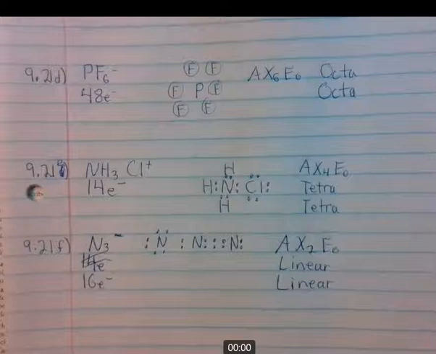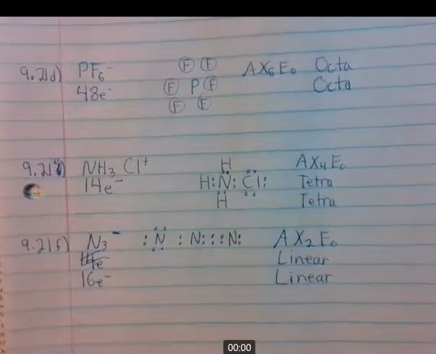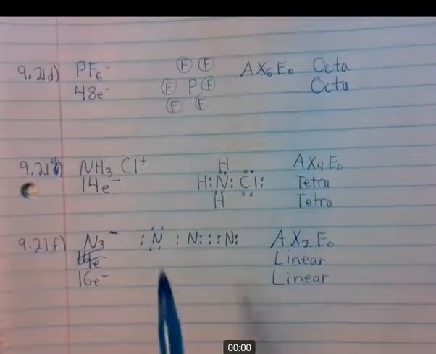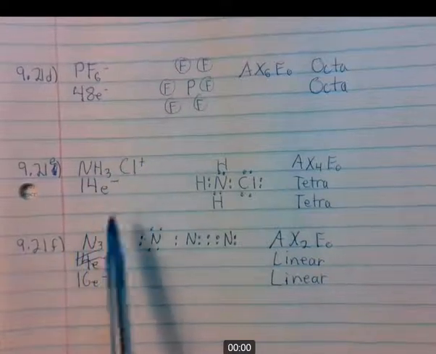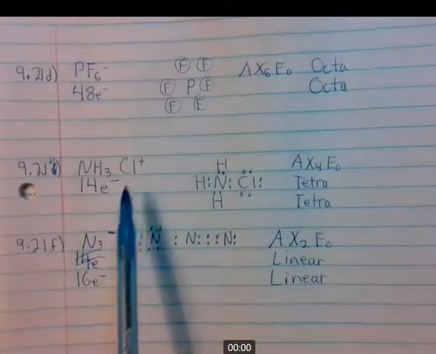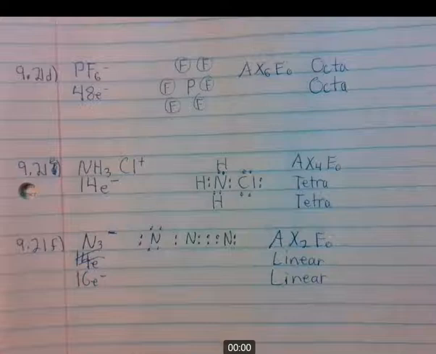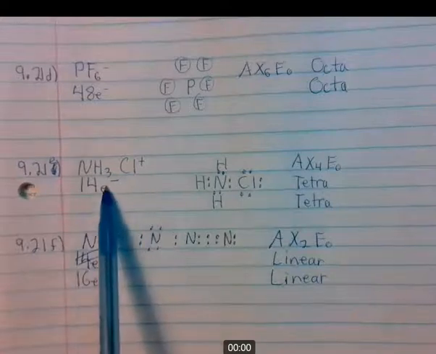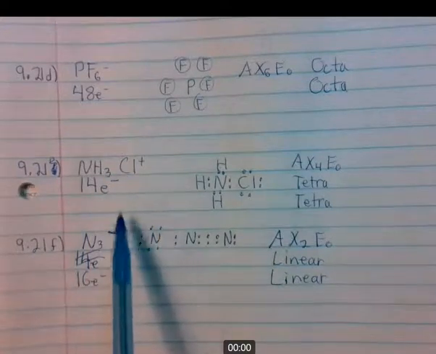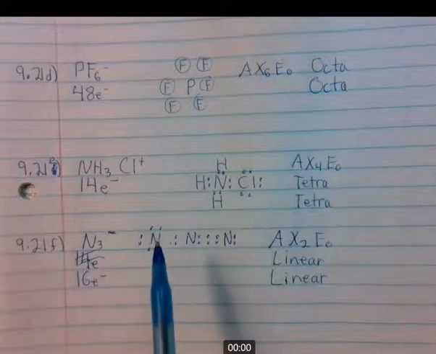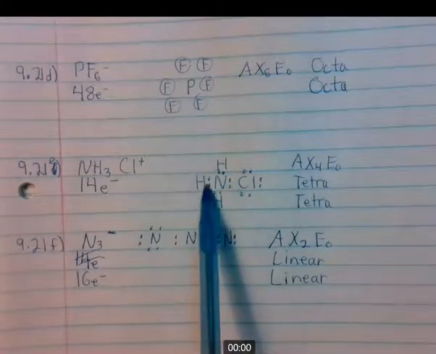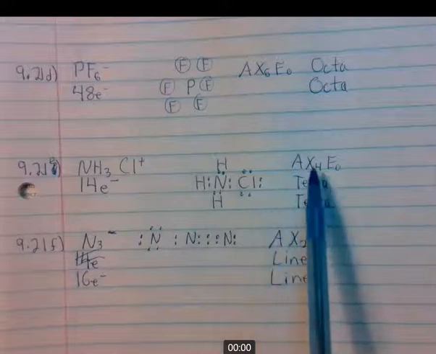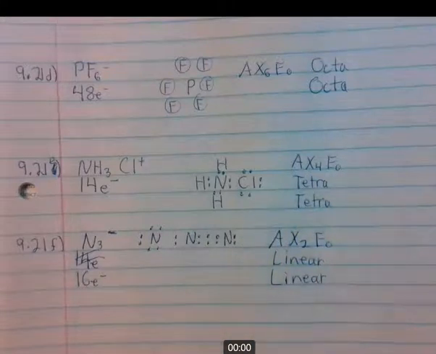Next one up is NH3Cl. And if you count that, it has 14 electrons. You add up the electrons from nitrogen, hydrogen, chlorine, and then you subtract 1 because it's a cation, has a positive charge to it. So there's 14 electrons. Again, this is just the symbol for electrons, e minus. And so there's 14. This is the way it would look. So you can see it has 4 bonding domains and no lone pairs. So that's AX4E0, tetrahedral for that one.